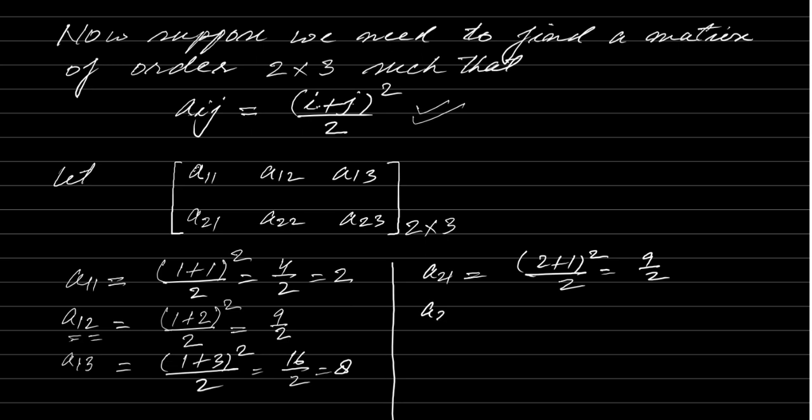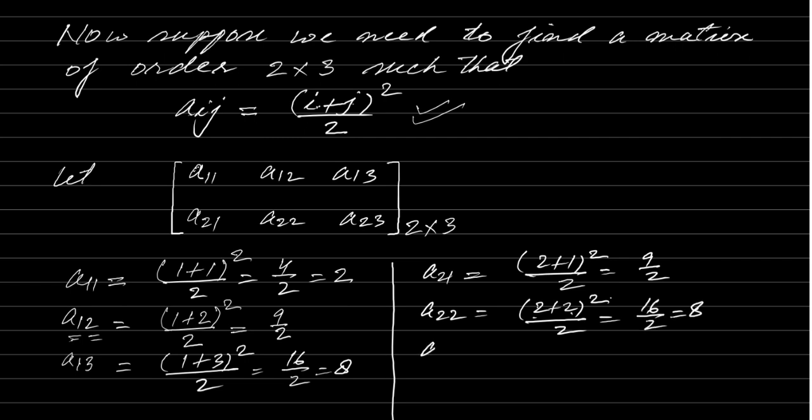And A22, that is i and j both are 2. So we have (2 plus 2) whole square upon 2. That is 2 plus 2, 4. 4 square is 16. 16 upon 2, that is 8.